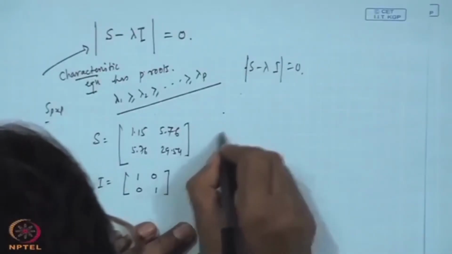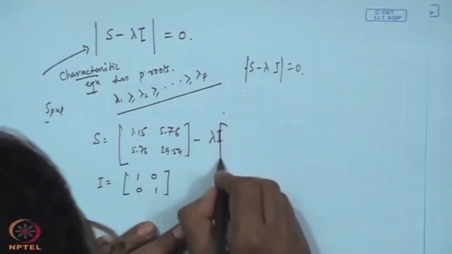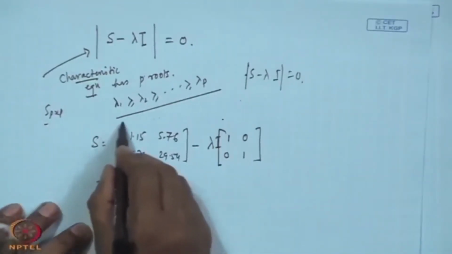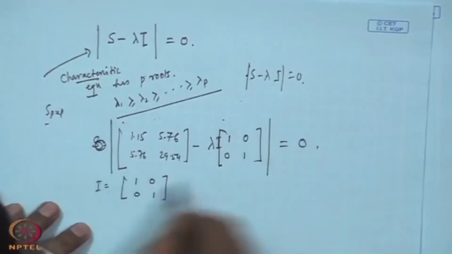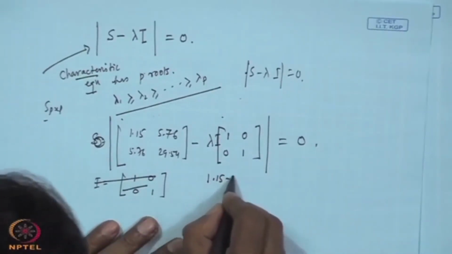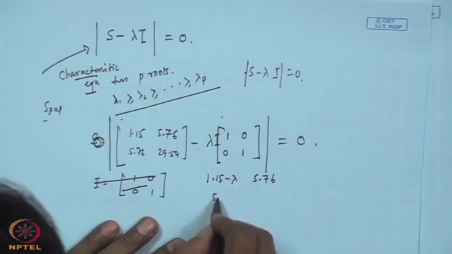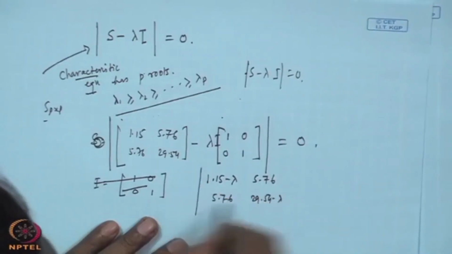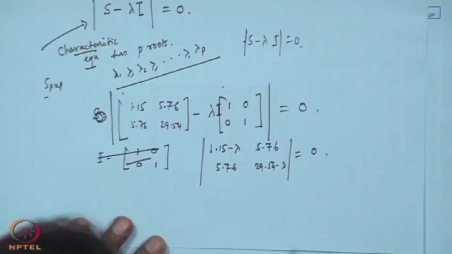So, if I do S minus lambda I, that means instead of lambda I am writing the identity matrix, 1 0 0 1. Okay, this total determinant, if I set it to 0, then what is the resultant? 1.15 minus lambda, 5.76, then 5.76, 29.54 minus lambda, this equal to 0, determinant of this equal to 0.